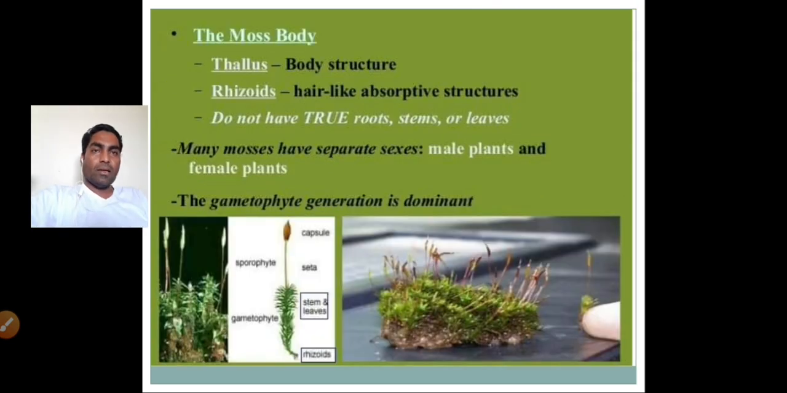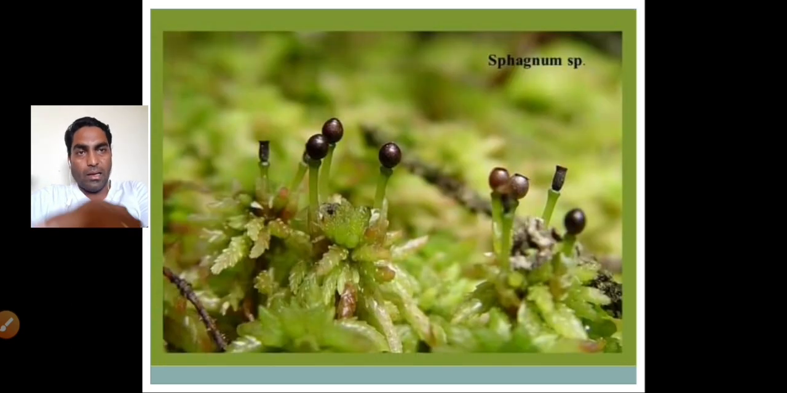The moss body, the thallus body, is there, then the rhizoids are there, which are absorptive in nature, and the anchoring is also done with these rhizoids. They do not have a true root, stem or leaves, as usual in the case of the bryophytes we observe. Many mosses have separate sexes, male and female plants. The gametophytic generation is again the dominant one.